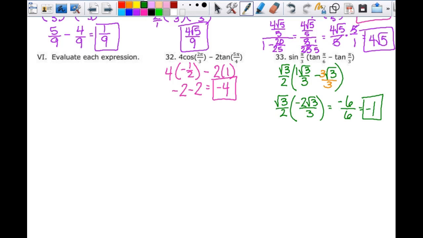Okay, everybody good with that? Any questions? No? Okay. All right, so you have to know your values around the circle, know your hand trick, use that often, think about your quadrants, and you can do very well on this.